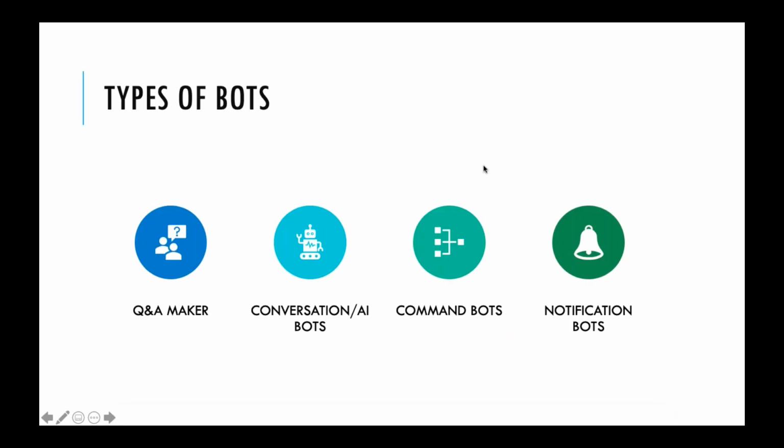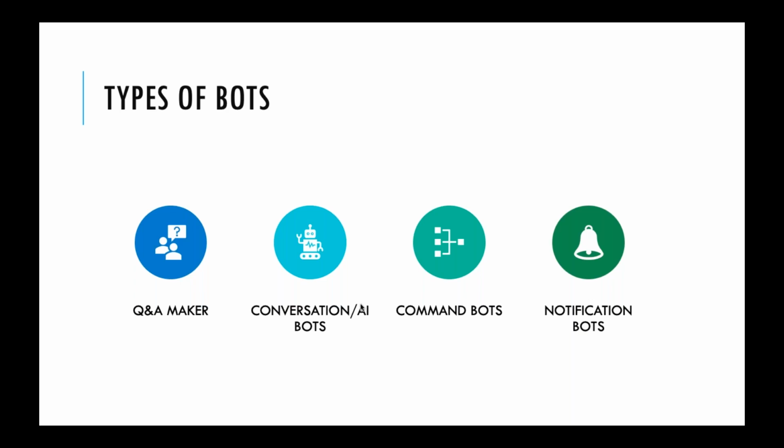As Scott just talked about the various kinds of bots, Q&A Maker is the one where Scott went into detail. He showed how to build a Q&A Maker bot, which is a typical example of a conversation bot with some level of built-in AI. So Q&A Maker is basically a conversation or AI bot. Then there are other kinds of bots called command bots, which are typical business process oriented bots.